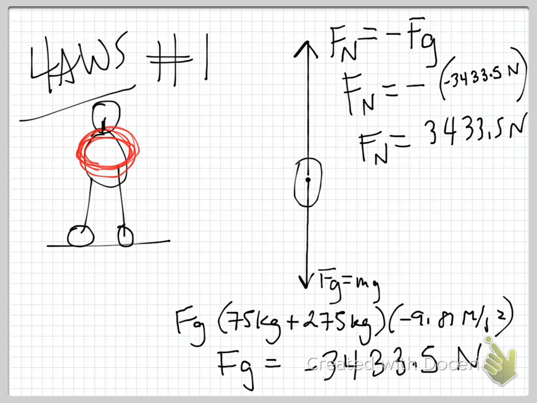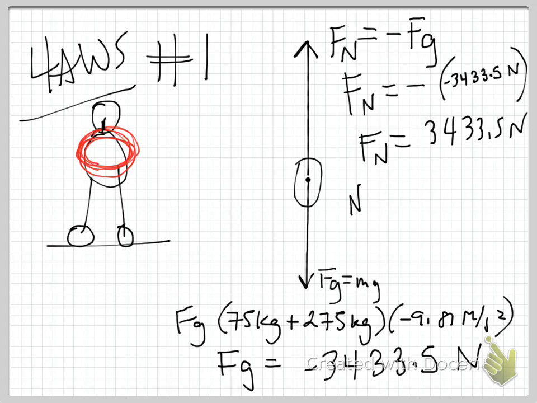Now, here's where the trick comes in. It says he is standing on 2 feet. So, we're asked for the force upward on each of his feet. It's half of the total force on him, because half of that force is exerted upwards on each of his feet. If you stand on 1 foot, all of your force is down through that 1 foot. If you stand on 2 feet, your force is divided.